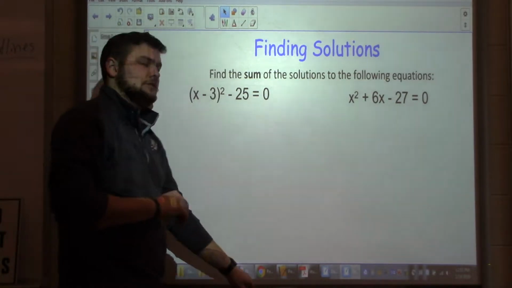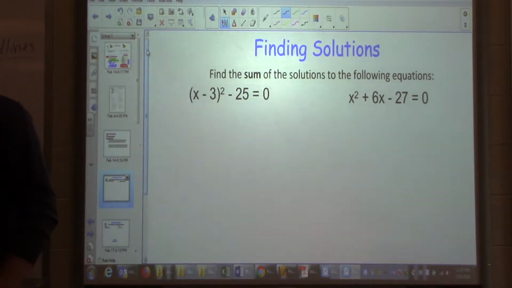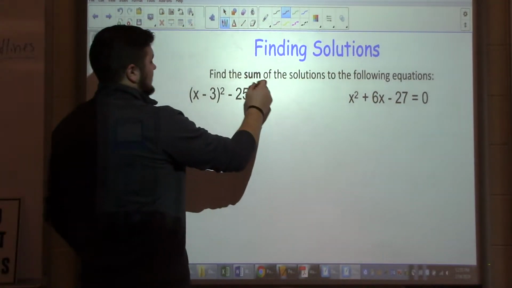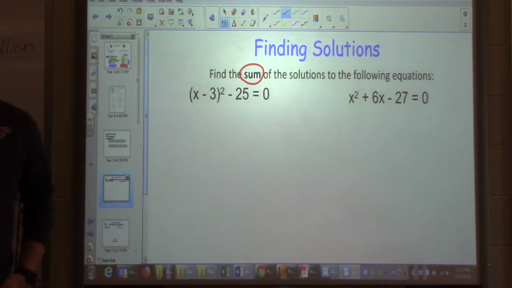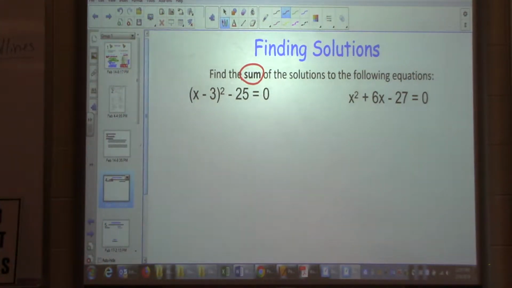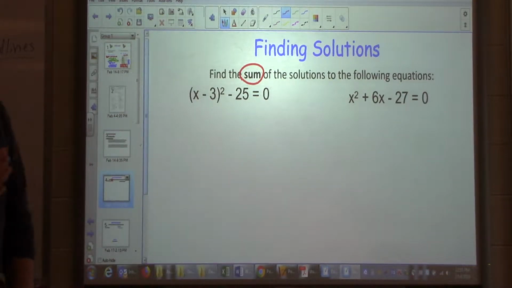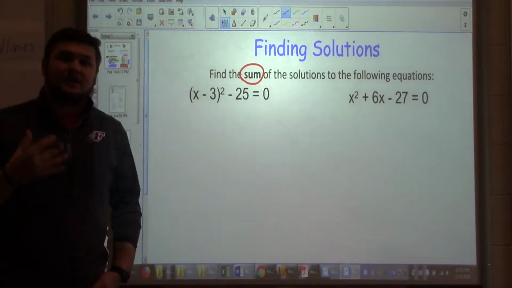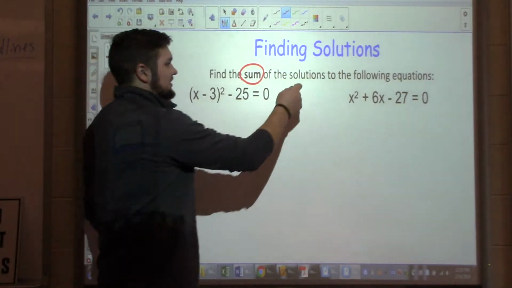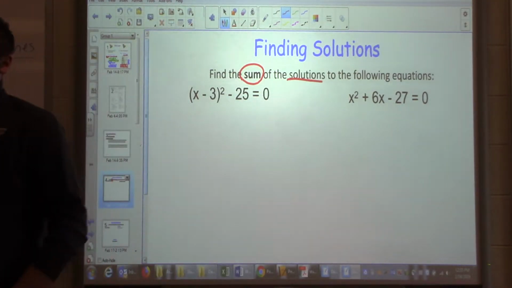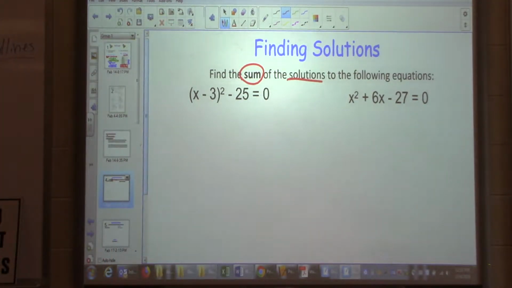Well, what's the key word in there? Sum. What does that mean? Add what all up? What does it say? So we're going to add what? Solutions. Add the solutions. Pretty simple. So we're going to solve it just like we did yesterday and the day before, and then we're just going to add the solutions.